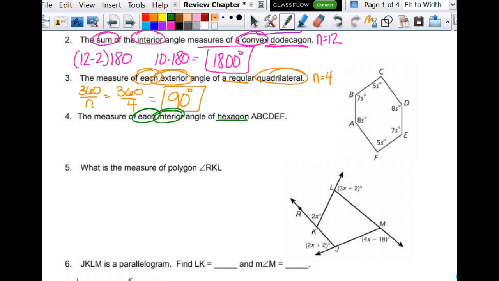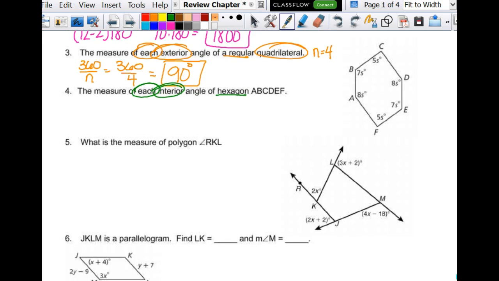And it's not a regular hexagon, so I can't do the whole divide thing. Before I can find each, I got to know the sum. So I'm going to have to do the n minus 2 times 180. So since it's a hexagon, n equals 6. So 6 minus 2 times 180. It's going to be 4 times 180. So 2 times 180 is 360. Then double that, and you get 720.